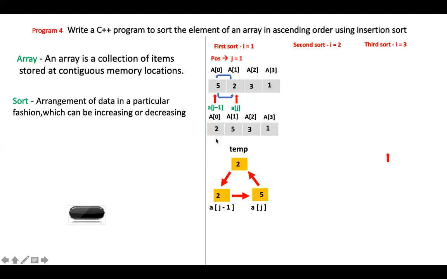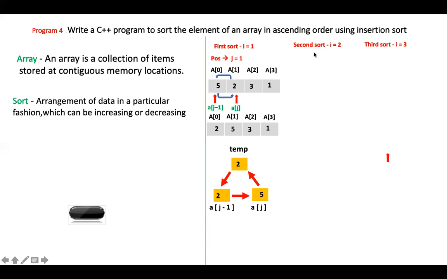See, now the array looks like this: 2, 5, 3, 1. Is it in ascending order? No, because here again we have 3 which is less than 5, and 1 which is less than 3, as well as 5, as well as 2. So we have to go to the second iteration. The first iteration started from a of 1. That is why i is equal to 1, j is equal to 1.